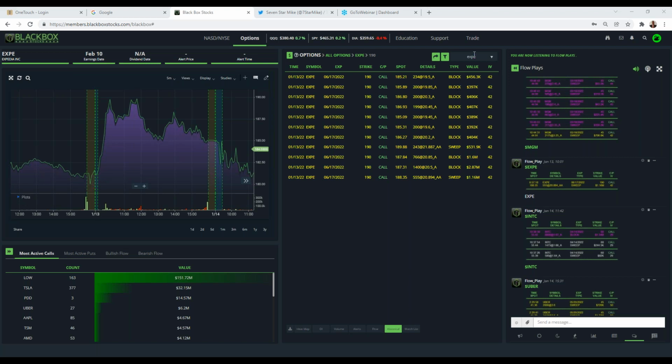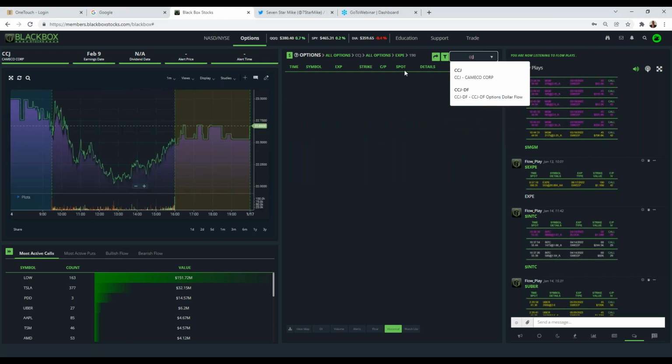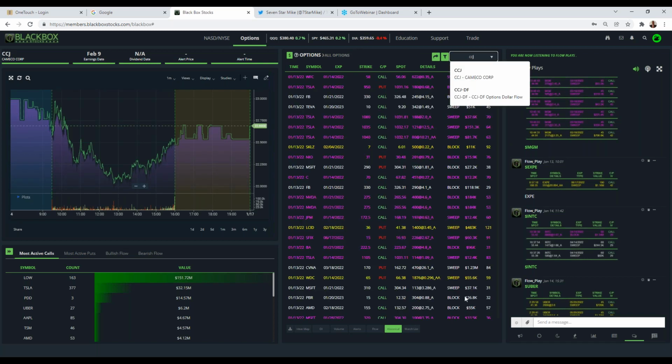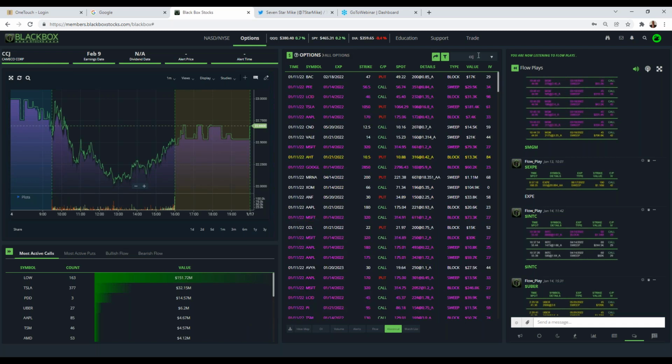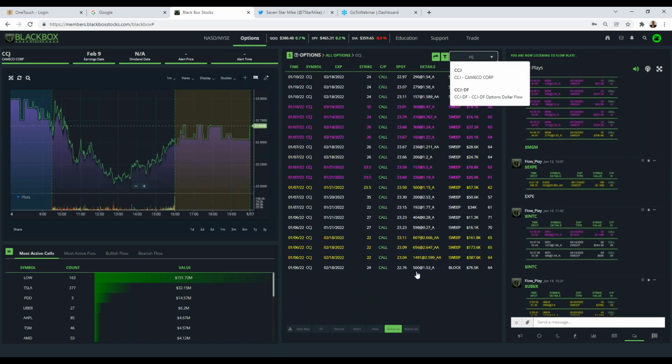Now let me give you an example of that. Let's go to some flow that came in. CCJ was the ticker. I'll get my historical set here. This came in, the initial buy-in was on the 6th, and they started to exit it last week on the 11th. And it was the February 22s.